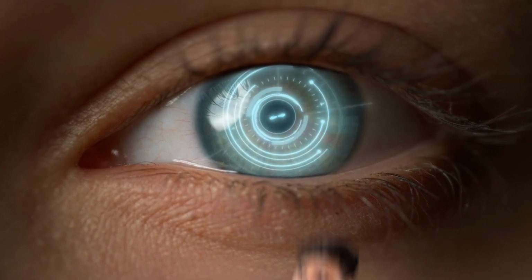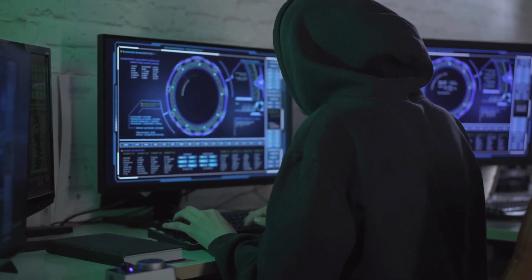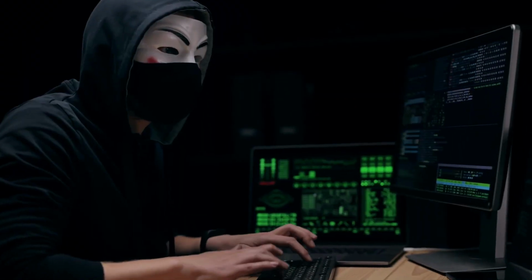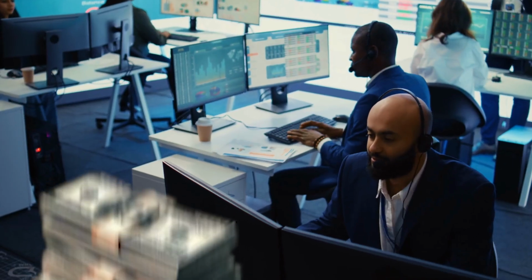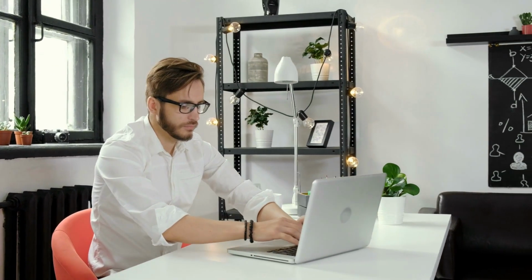Deepfakes, innovation or threat? This brings us to the next question. What types of problems can occur when anyone can manipulate reality at will? Well, we'll tell you. How about scammers using a deepfake video of a company's CFO to trick employees into transferring $25 million? Yes, this actually happened in 2024.